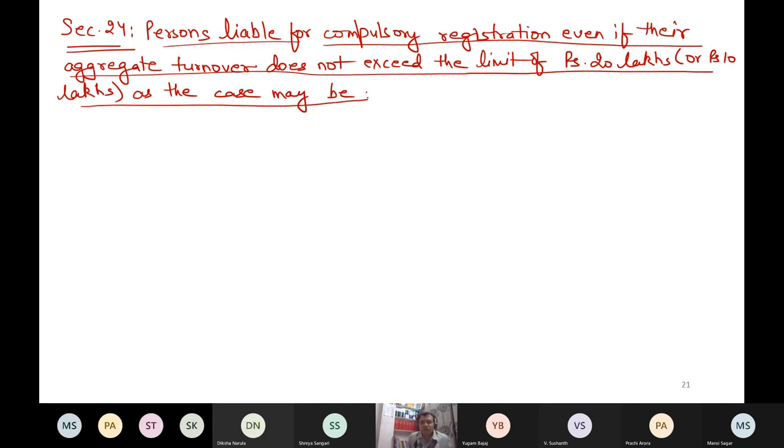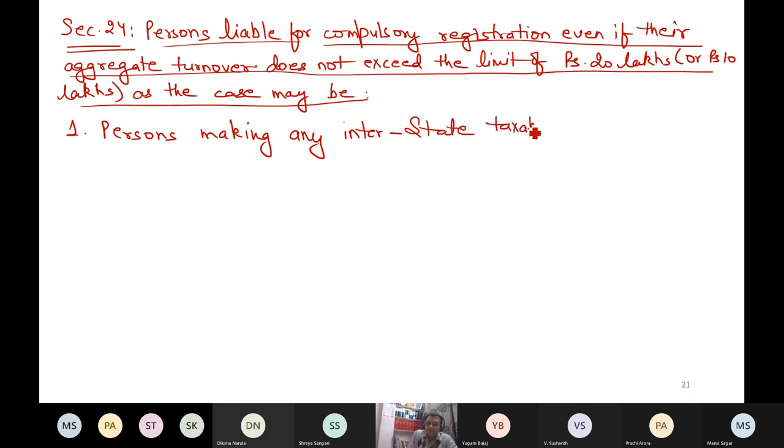does not matter what is your aggregate turnover, even if it is less than 20 lakh rupees or 10 lakh rupees, still if you are these people, you have to take compulsory registration. There is no choice to you. So what is that first point? Persons making any interstate taxable supply, this is my first point. So if you are a person who is making interstate taxable supply, then you have no choice, you have to take registration. This is what the Act says.